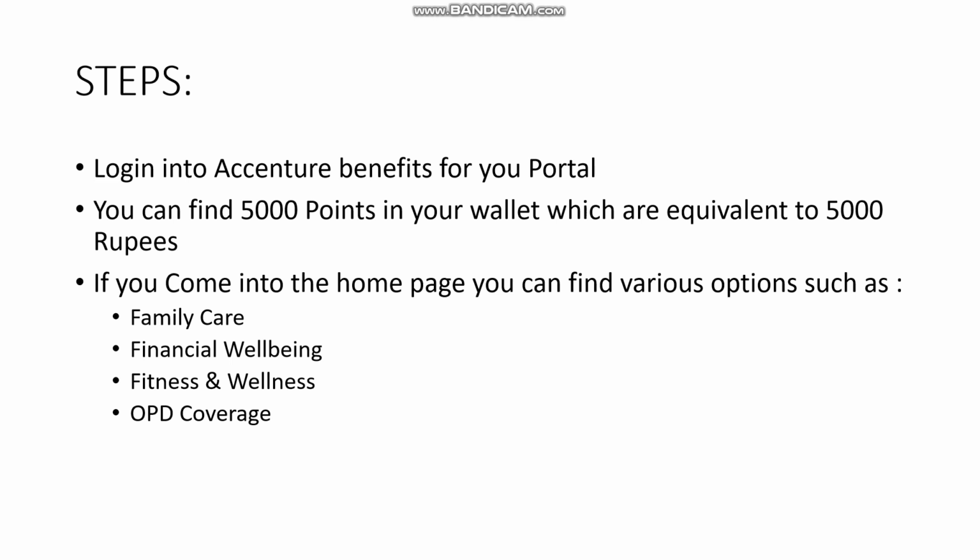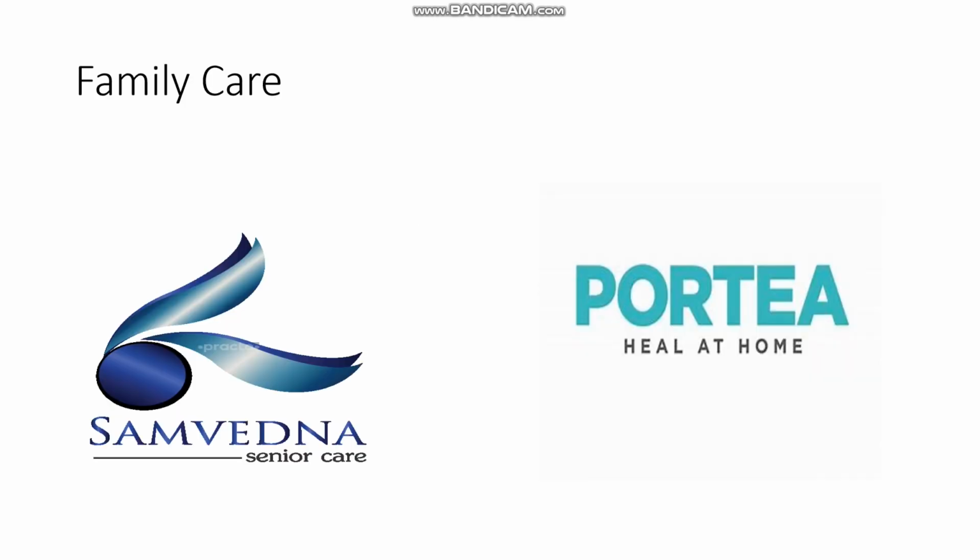As I told you initially in the video, those 5,000 points are equivalent to 5,000 rupees, right? So first of all, if you come to the home page of the Benefits for You portal, there are four options available. One is family care, second is financial well-being, third is fitness and wellness, and fourth is OPD coverage. We'll see one by one what these four options are, and what benefits you can get from these four separate options. First, if you go into the family care option, you can find a few options like Samvedana Senior Care and Portea Heal at Home.